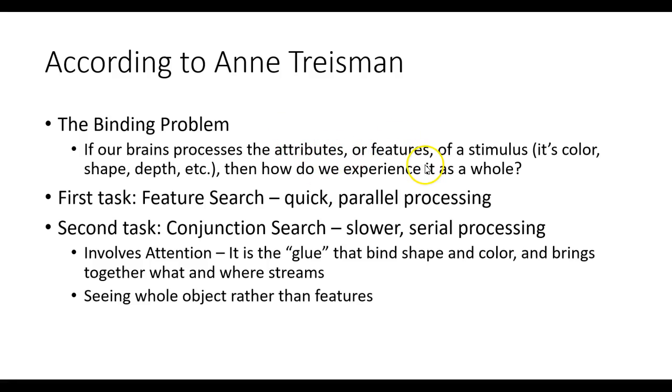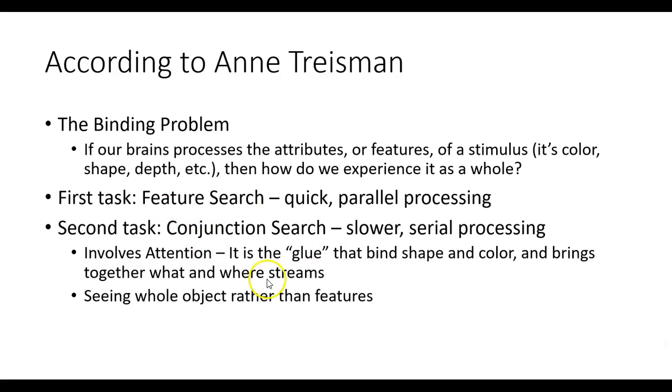And yet we're experiencing it as a whole. How it comes together, that's the binding problem. Okay? So if you go back to the picture, when you're looking for a particular shape, the vertical green stripes, it's a slower serial processing than if you just look for finding the crosses themselves. Right? So she called that a conjunction search.